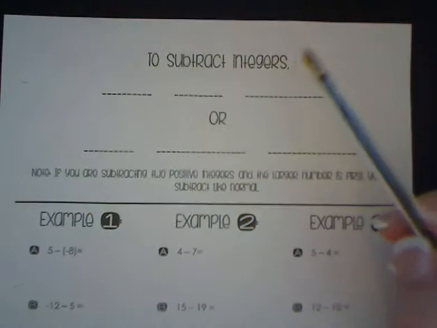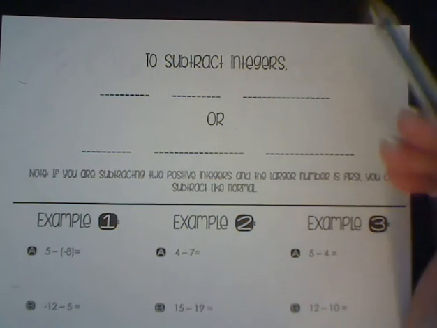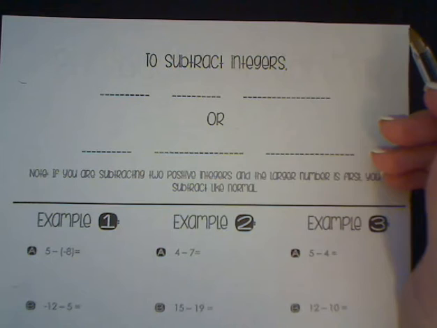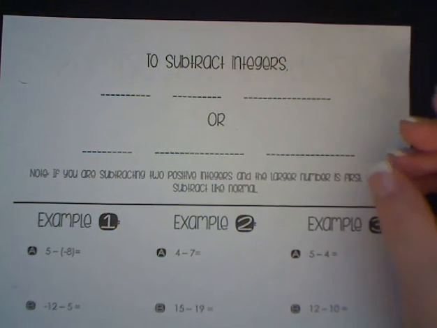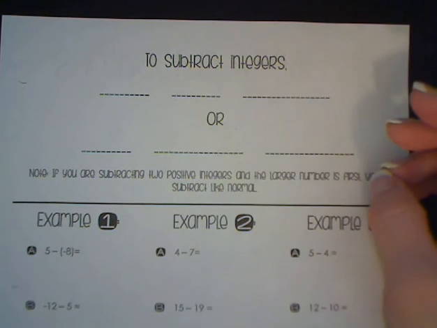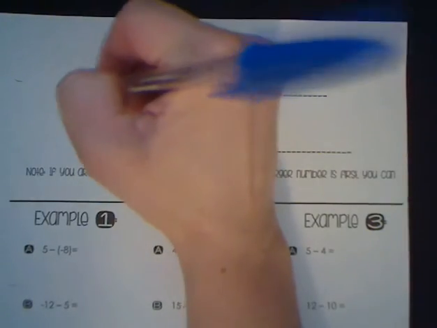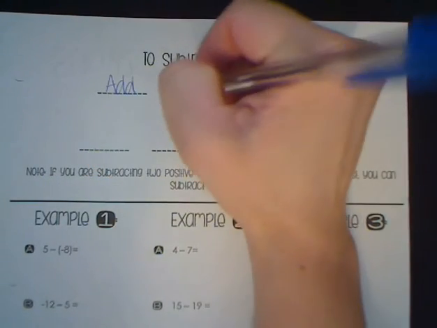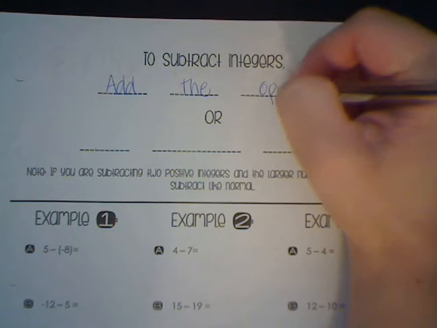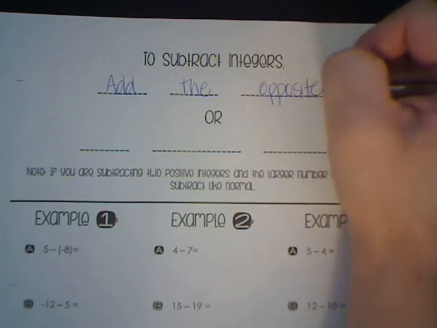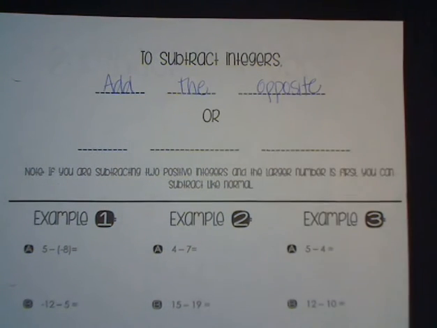Okay guys, today we're going to talk about how to subtract integers, and we're going to use a rule or two. I'll give you two. You can use whichever one works best for you. Our first rule for subtracting integers is going to be to add the opposite. So we are going to add the opposite number.